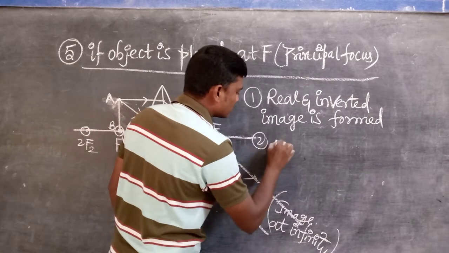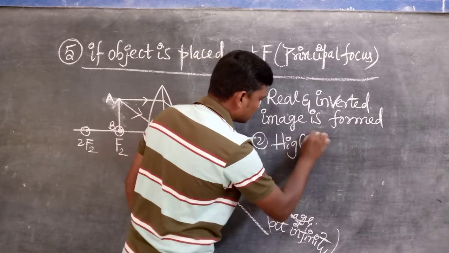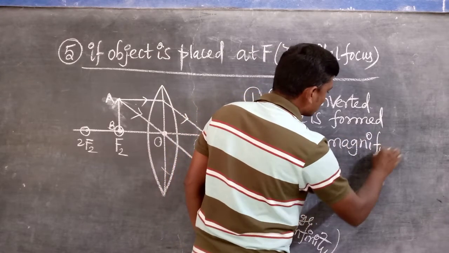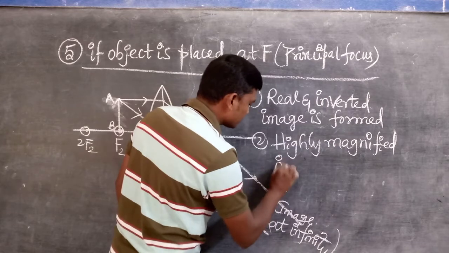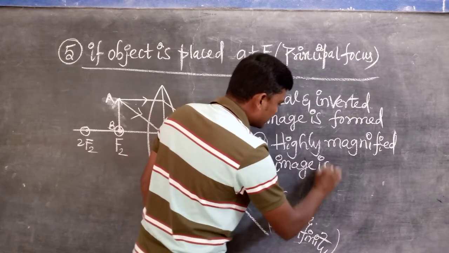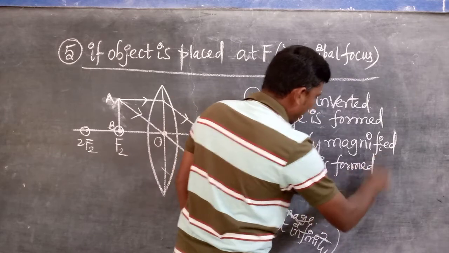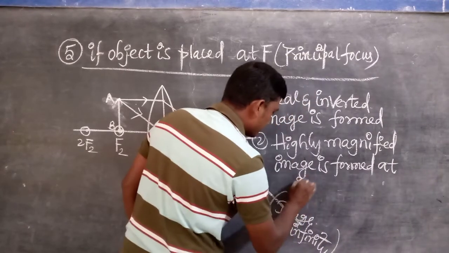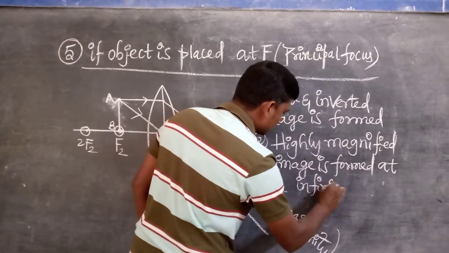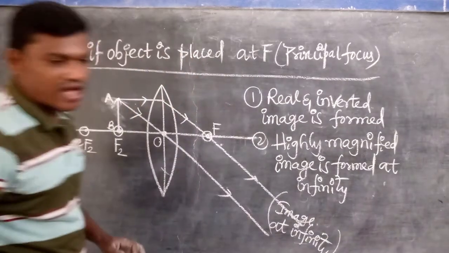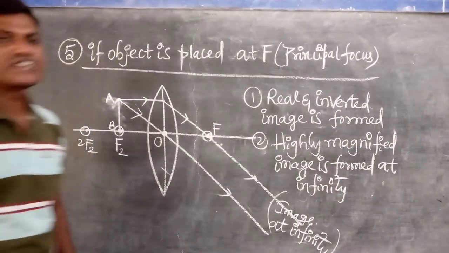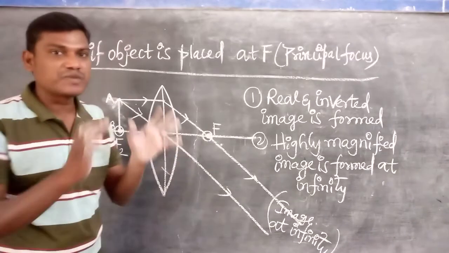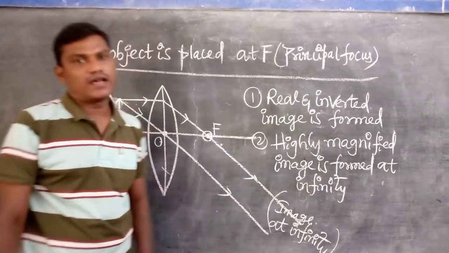Next, the second one. Highly magnified or enlarged image is formed. Highly magnified image is formed at infinity. And this type of arrangement that you are observing is used in collimator spectroscopy. So in collimator spectroscopy, mainly this type of arrangement we observe.